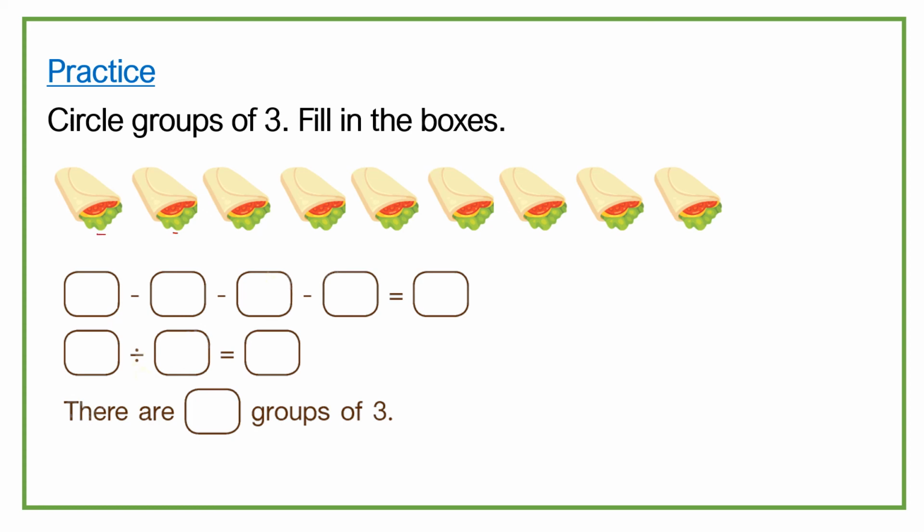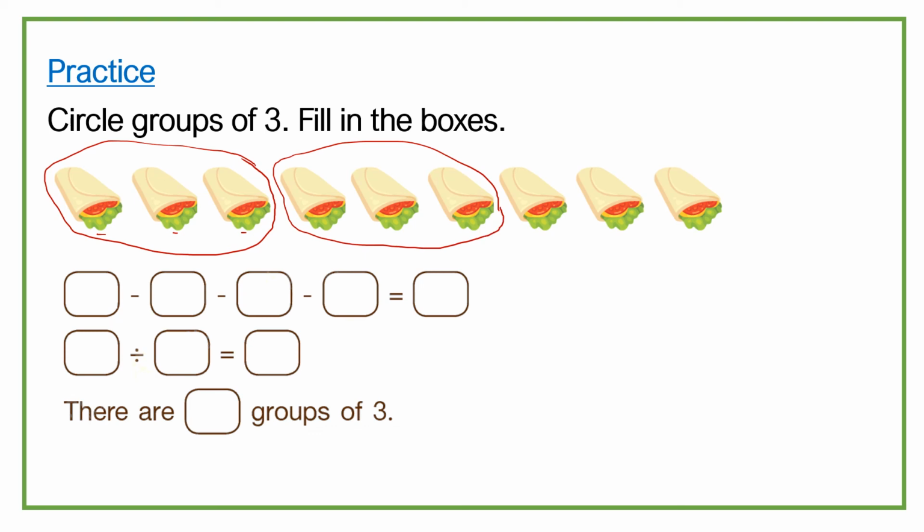1, 2, 3. We circle this part. 1, 2, 3. We circle this part. 1, 2, 3. Then we circle this part. So you can see that we have got 3 groups of 3 items, and altogether we have got 9.